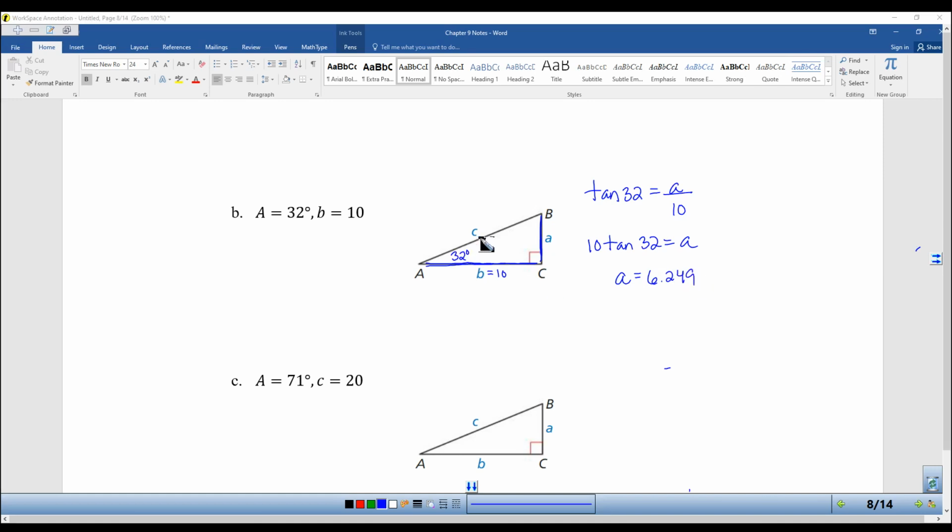And then I also need to get side C. I was given adjacent, and then that's going to be hypotenuse. So that's going to be cosine. Cosine of 32 is adjacent over hypotenuse. Remember, this is the one that's just a little bit trickier for people. You do have to make sure that you clear the fraction first, and then you can divide both sides by cosine of 32. And C turns out to be 11.792.